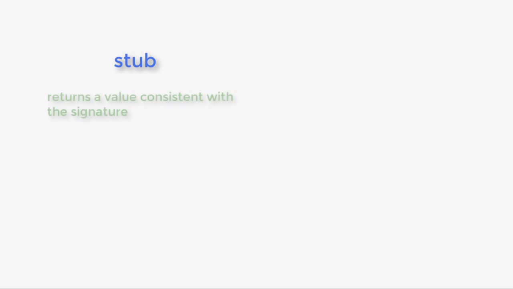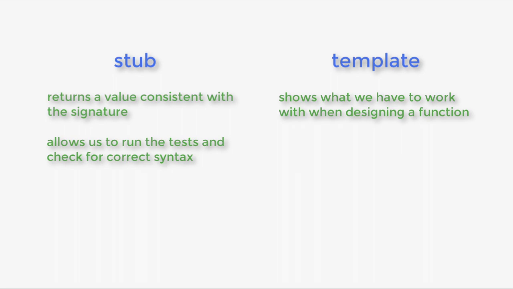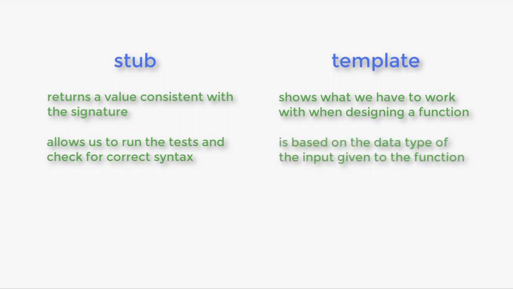Remember the key differences between the stub and the template. The stub's job is to return a value that is consistent with the signature so that we can run the tests and make sure they have correct syntax. The template's job is to show us what we have to work with when we're designing this function, based on the data type of the input that is given to this function.